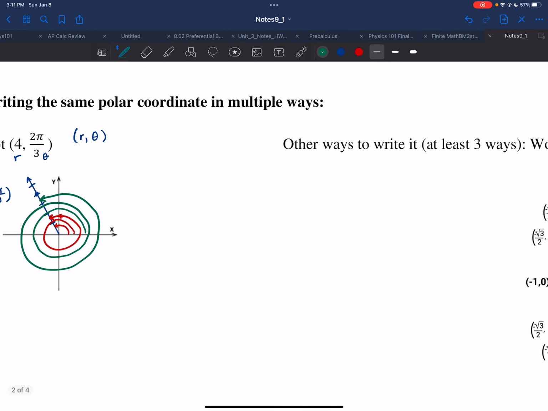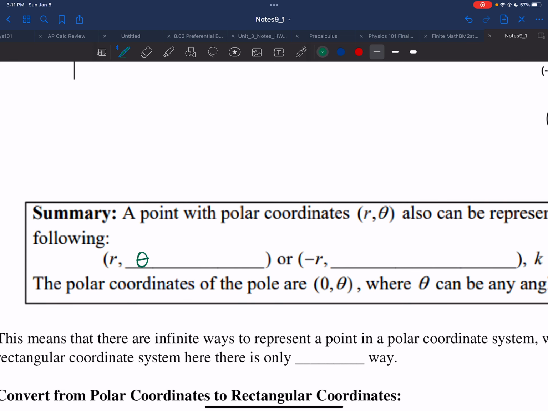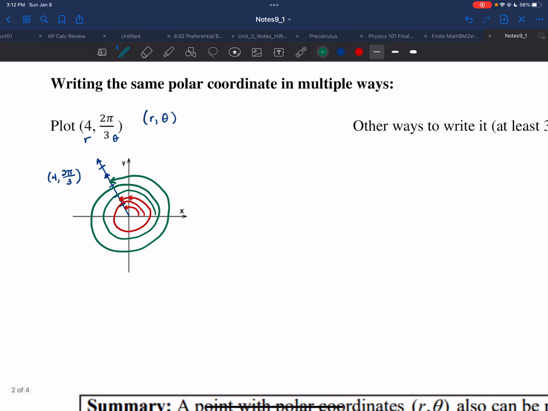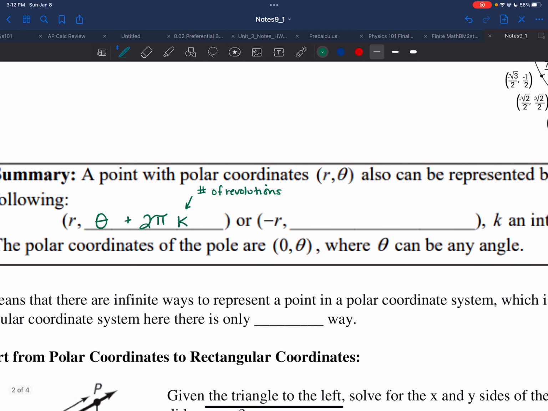So let's look at a formula here. We've got r, and of course we have our theta, but then we're going to add a full circle, which is 2 pi, and then a letter we're going to call k. And k is going to be essentially the number of revolutions, right? So if I just want to go one time around, I'm going to do what I had in red. If I want to go 2 times around, I'm going to have what I had in green there. So that k is just how many times you go around that circle.